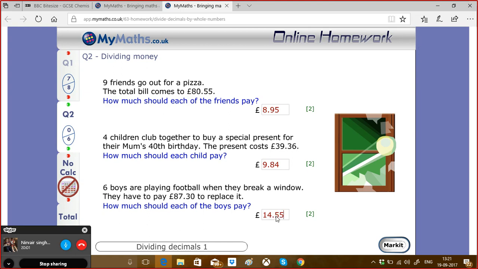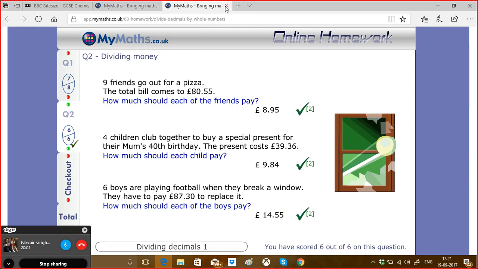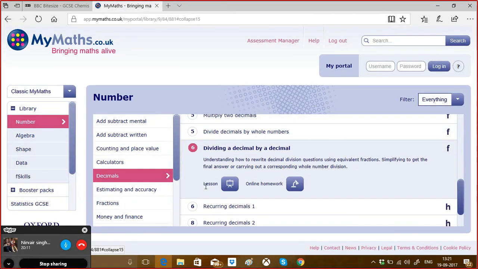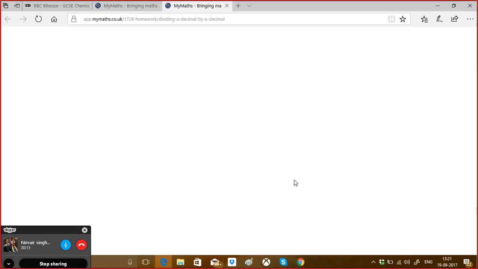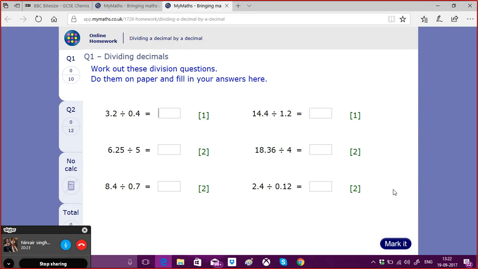Fourteen point fifty five. Let's check your answer. Yeah, that's right. Very good. Dividing decimal by decimal. Okay. So previously we were doing that decimal by whole number. And this one, we will practice the decimal by decimal number. So now tell me your answer of these questions which you are seeing on your screen.